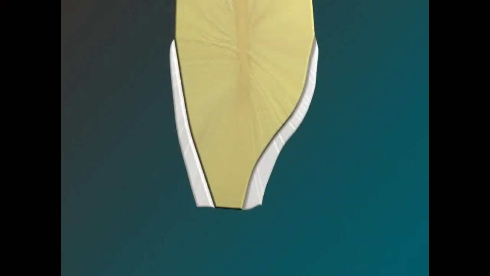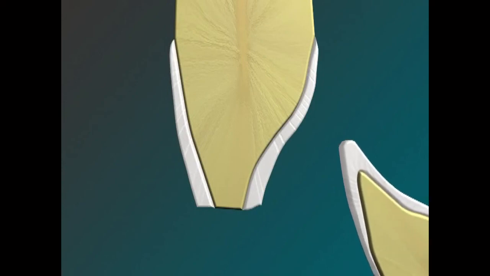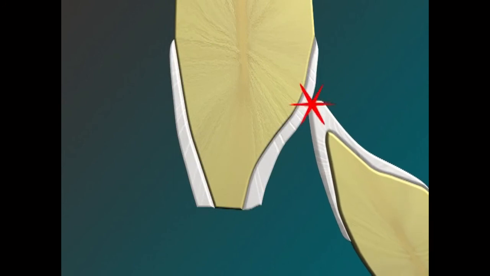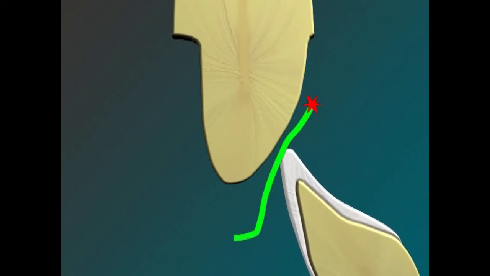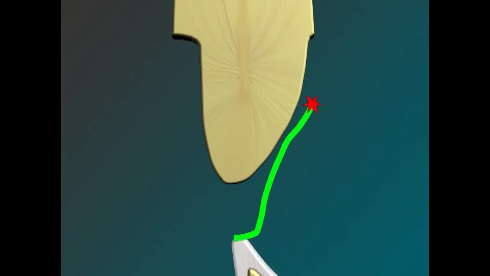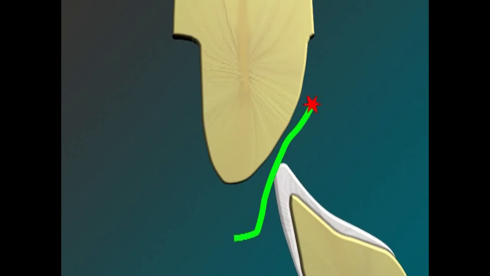In this illustration, the minimum thickness of the crown has not been considered fully. Again, the intercuspal contact is shown as a red star. The preparation produces enough clearance at this point, but without considering the excursions. As the mandible moves anteriorly, it still follows the original path, shown in green.